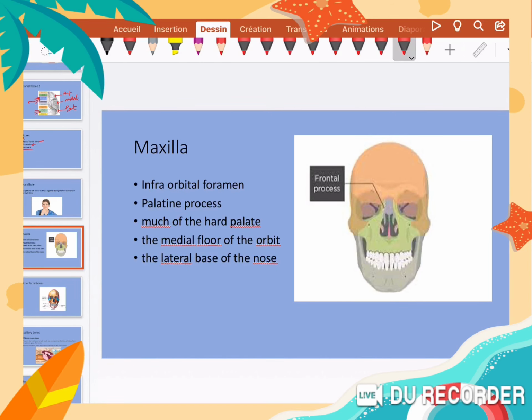Now let's move to the maxilla. The maxilla we have 2, right and left. Some features of the maxilla are the infraorbital foramen. The maxilla is the largest bone of the skull. Okay, the cranium. It has also the palatal process, and the palatal process is what forms much of the hard palate.